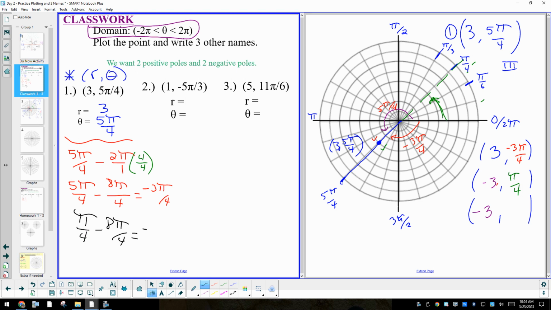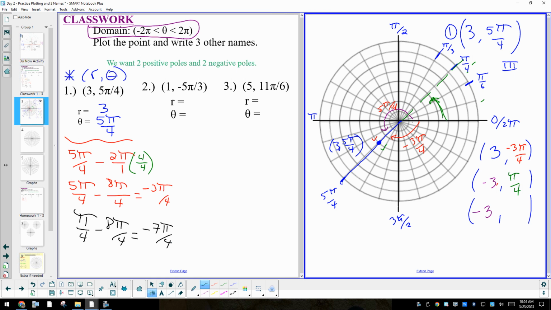Negative 7 pi over 4, right? And since it's negative, it means I would start here. I'm going to try to do a smaller one. And you would end up there. That would be negative 7 pi over 4, right?